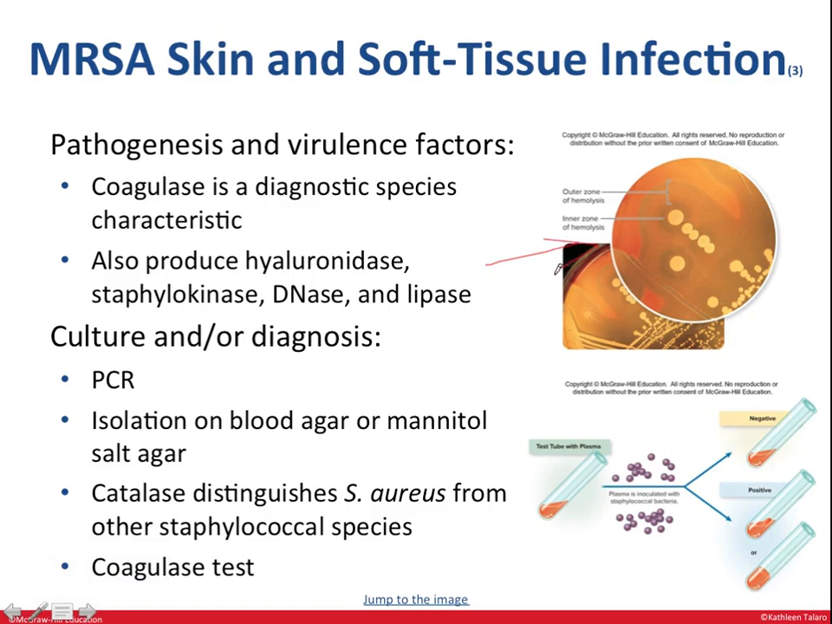MRSA also produces hyaluronidase, staphylokinase, DNase, and lipase. We can also use PCR. The catalase test can distinguish Staphylococcus aureus from other Staphylococcus species. So this is the coagulase test.